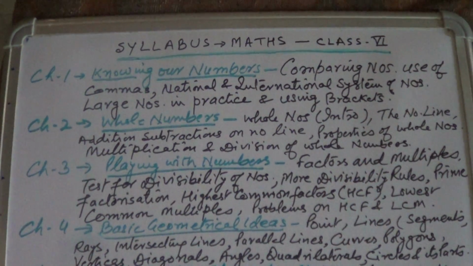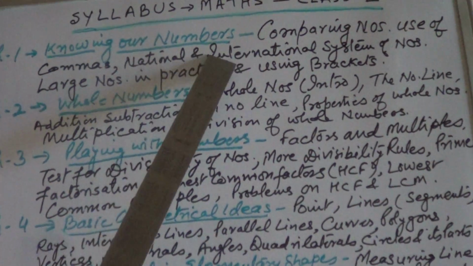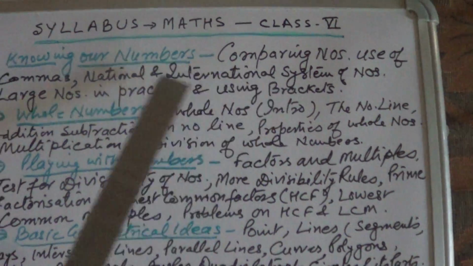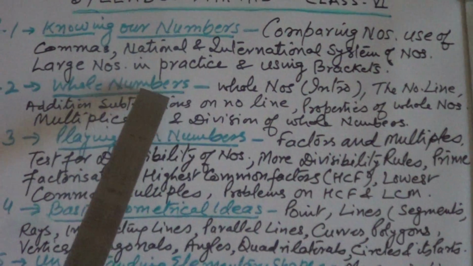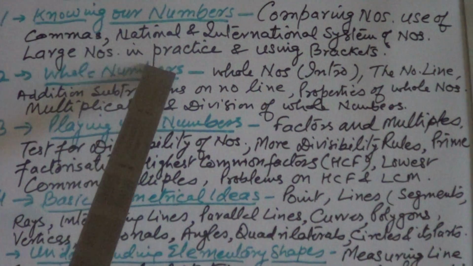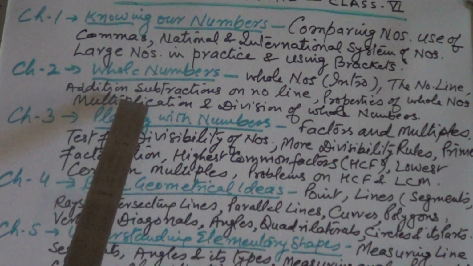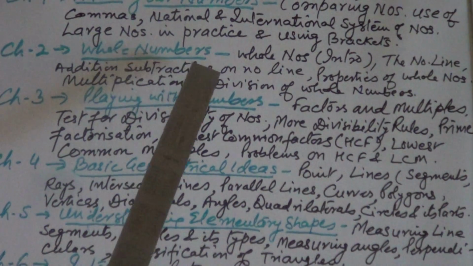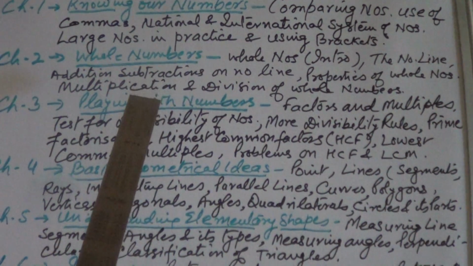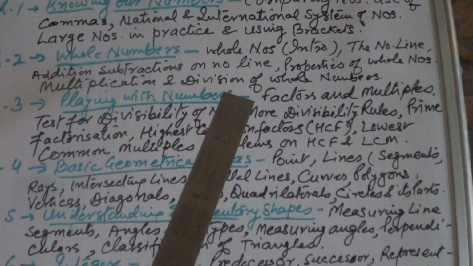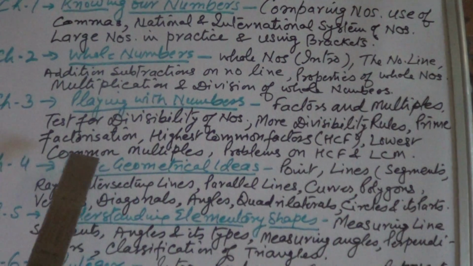Children, the syllabus for class 6 Maths contains first chapter, knowing our numbers. It contains comparing numbers, use of commas, national and international system of numbers. It also has large numbers in practice and using brackets. Children, chapter 2 is whole numbers, and it contains the introduction of whole numbers, the number line, addition and subtraction on number line, properties of whole numbers, multiplication and division of whole numbers.